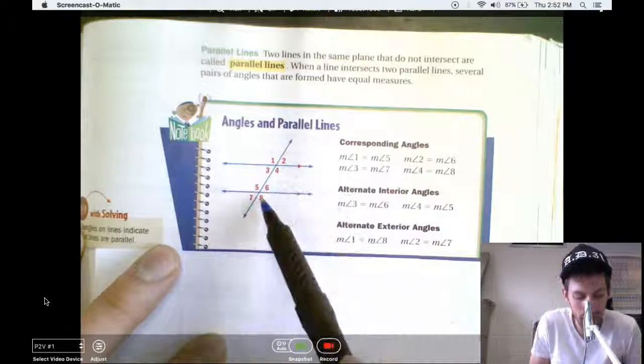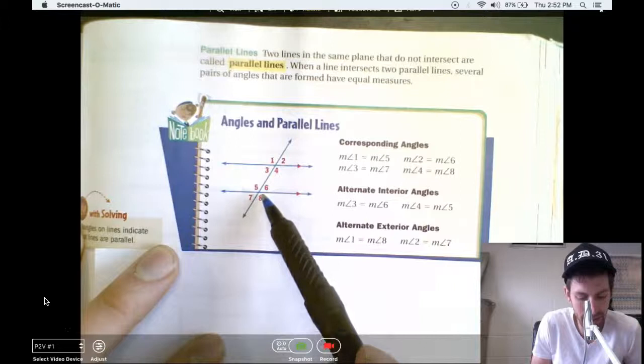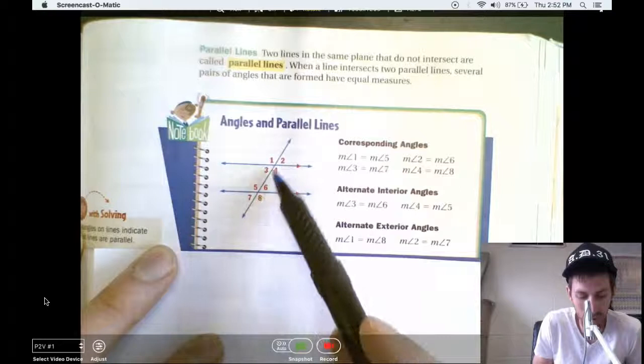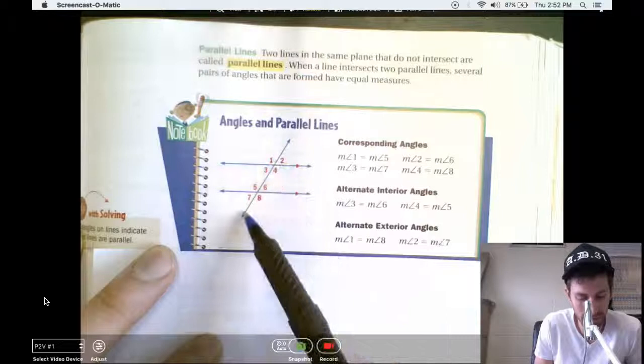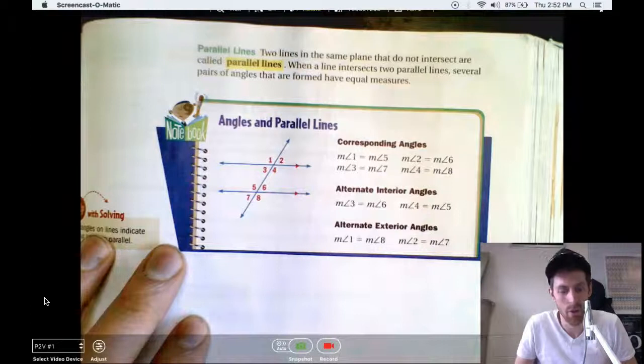8, and the alternate side is on the left side, but exterior would be 1 up there. 8 and 1 are alternate exterior, and they are the same measurement. And 7 and 2 are alternate exterior. Alternating sides of this and exterior, outside of the parallel lines. Whew, okay. So let's do a little practice with that.